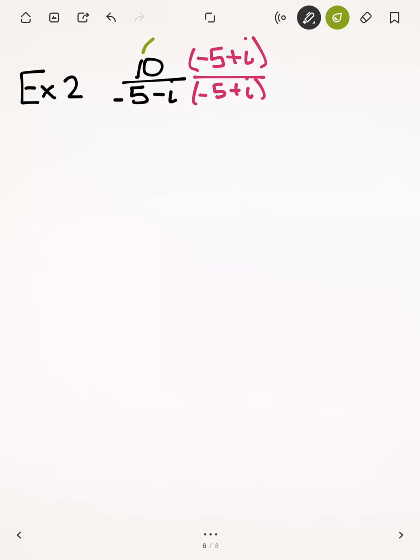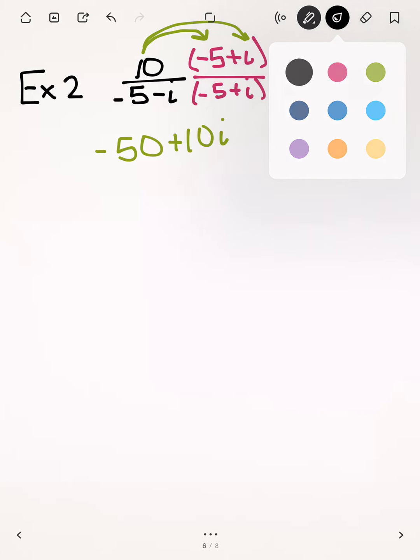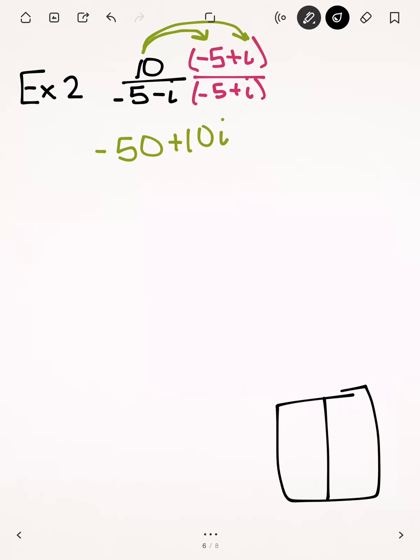So 10 times a negative 5 gives me a negative 50. 10 times i gives me a positive 10i. Now on the bottom, I have two binomials being multiplied, so this is where I need to do my box. I'm going to do that over here on the bottom. Okay, so I'm going to have a negative 5 minus i and a negative 5 plus i.